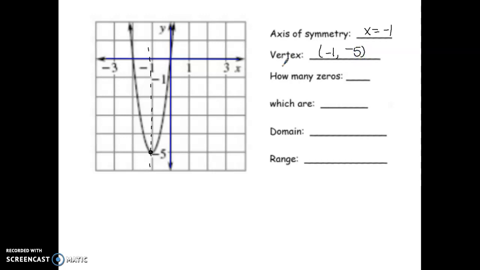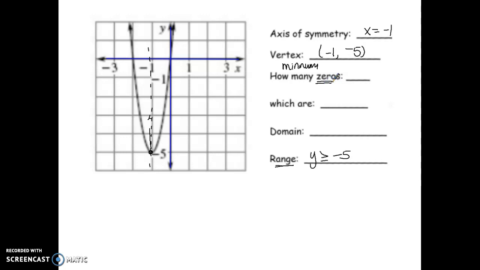And this vertex is going to be, again, the lowest point, so it's a minimum. And that helps us define our range, which would be when y has to be greater than or equal to -5. It's those y values. It's everything from -5 up that tells me the range. The last thing that you're going to have to be able to identify are the zeros.